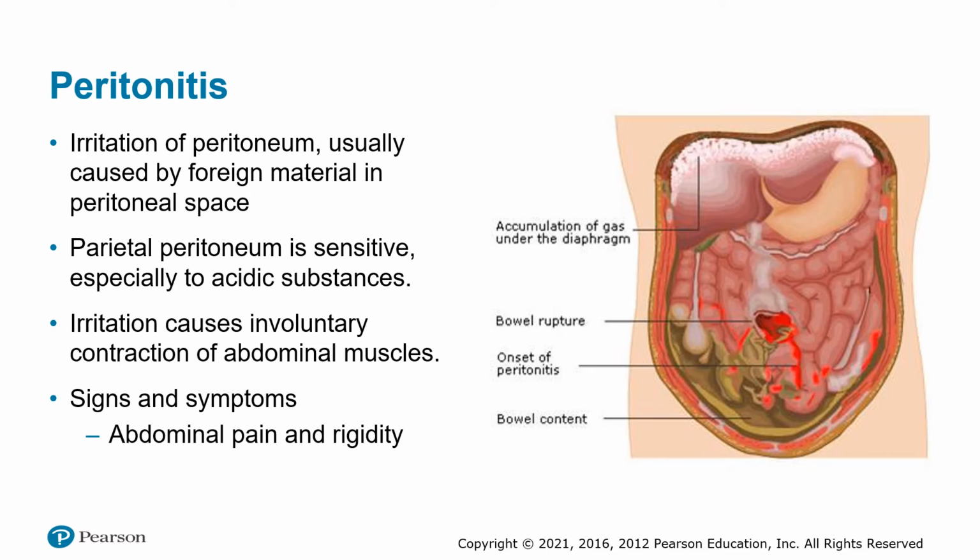Peritonitis is irritation of the peritoneum, usually caused by foreign material, such as a ruptured appendix. It can also be caused by a ruptured colon, anything like that. Irritation causes involuntary contraction of the abdominal muscles, and they'll have abdominal pain and rigidity.